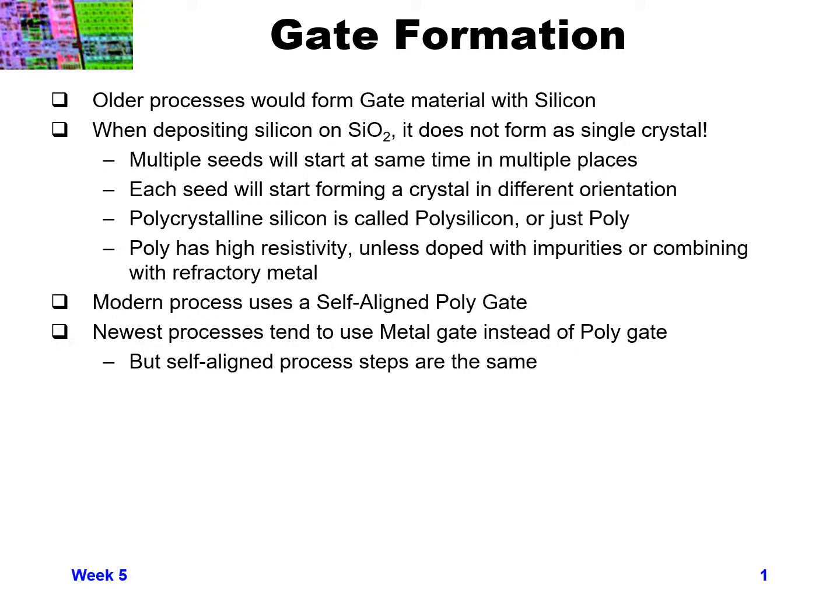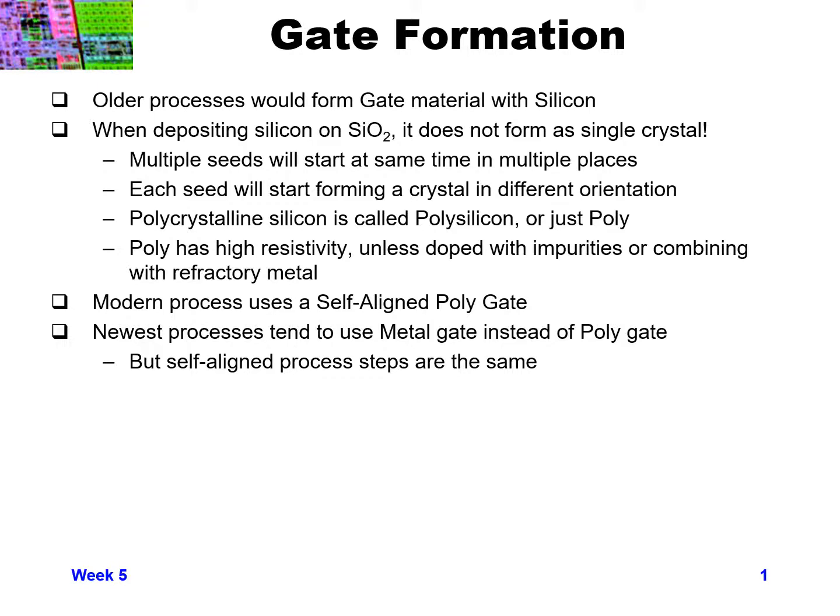Now, poly by itself, just as grown, since it's just silicon, will have a high resistivity similar to pure silicon. So unless we dope it with impurities or combine it with some other material like a refractory metal, it's going to be pretty high resistivity. So typically we'll wind up doping it with impurities in order to get a lower resistance poly layer.